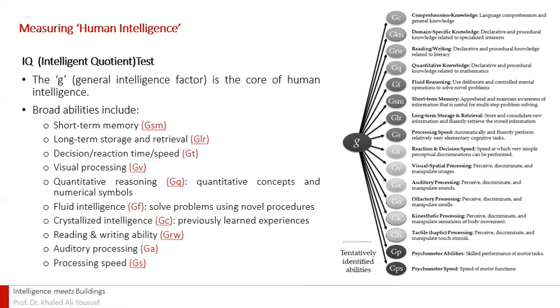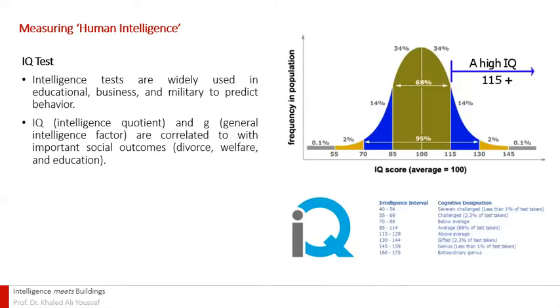Now, the big question is how to measure human intelligence. To measure human intelligence, the IQ test is developed. IQ means intelligence quotient. The test is developed based on the concept of the G factor or the general intelligence factor. And this implies having broad abilities of intelligence such as short-term memory or GSM, long-term storage, which is GLR, visual processing, fluid intelligence, processing speed, etc.